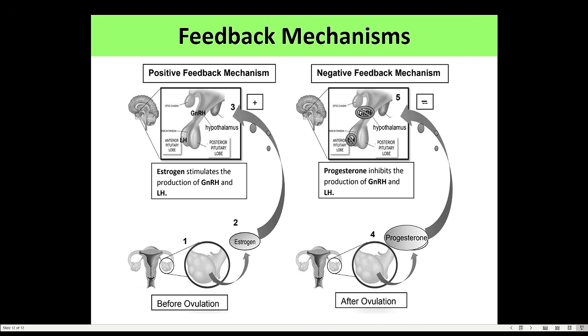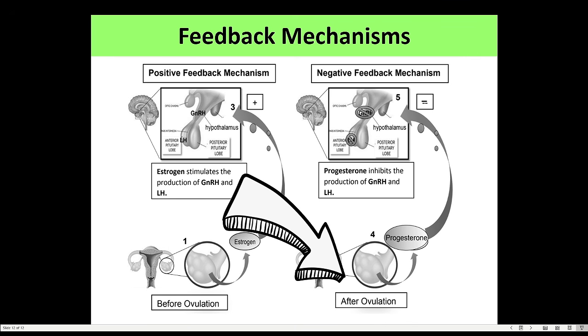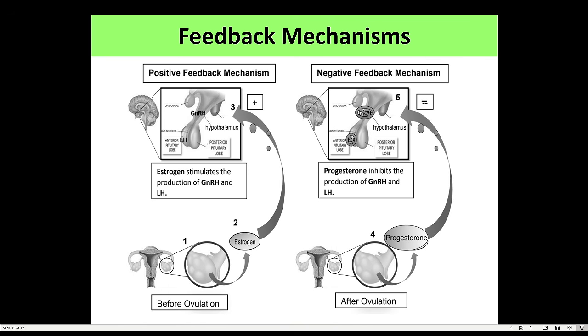On the other hand, for the negative feedback mechanism, after ovulation, remember, the follicle becomes corpus luteum. And this corpus luteum releases progesterone. Progesterone particularly inhibits the production of both GnRH and LH. So when we say inhibits, it lowers the level of GnRH and LH. So that is the difference between a positive feedback mechanism and the negative feedback mechanism.